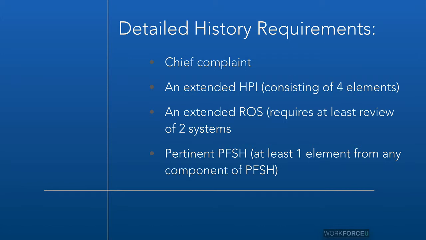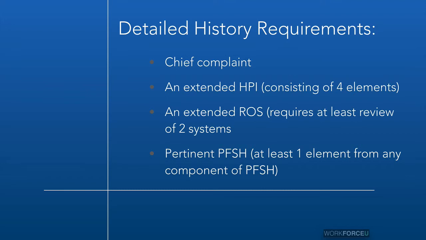Some examples of chief complaint would be just the chief complaint that they are presenting with. The extended history of present illness consisting of 4 elements would be your OPPQRST: onset, provocative components, in other words, what makes it worse, palliative, what makes it better, the quality of the pain, does the pain radiate, the severity of the pain, and then the timing of the pain. So you need at least 4 of those, which should be pretty easy to achieve.